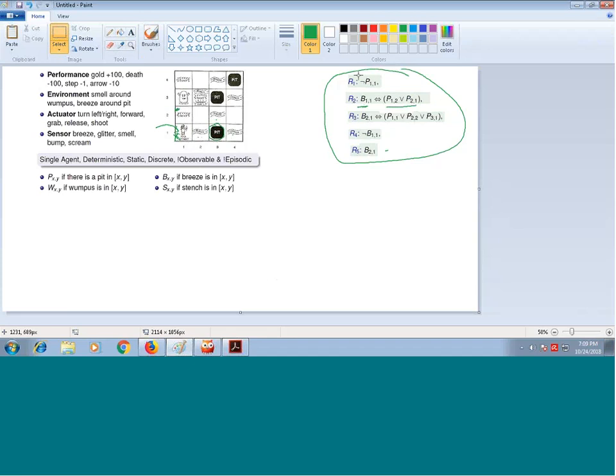From here onwards, as I told you earlier also, instead of using this statement, since I have given them names, I may be using this particular representation R1, R2, R3. So if I say R4, it means there is no breeze in the cell 11, like this.